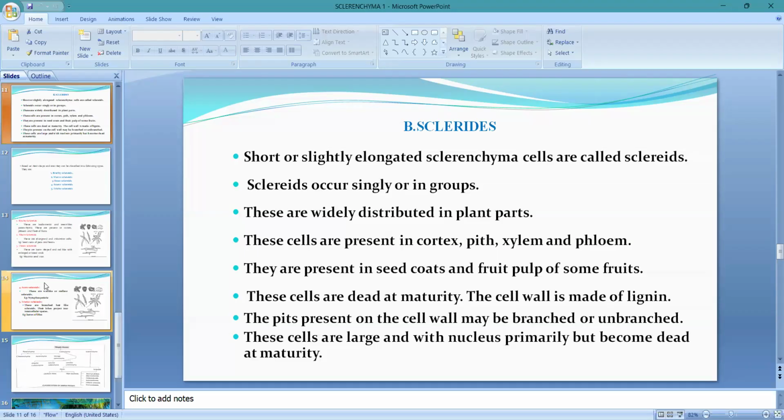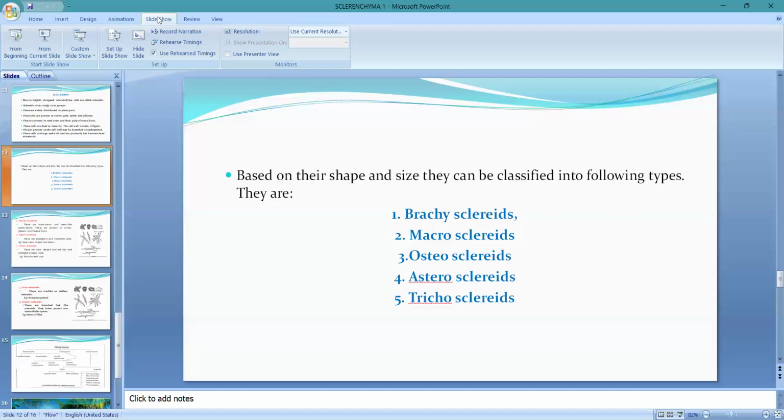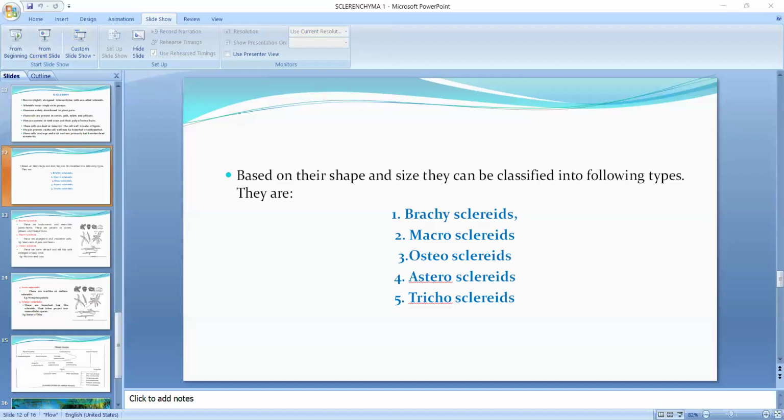On the basis of their shape and thickening of walls, sclereids are classified into 5 types. Based on their shape and size, they can be classified into the following types: brachysclereids, macrosclereids, osteosclereids, asterosclereids, and trichosclereids. Okay, so very simple. What are brachysclereids?